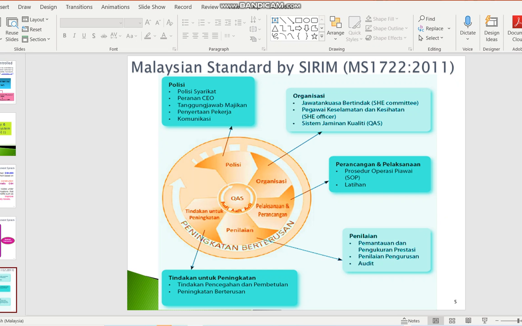This is the Malaysian Standard by CRIM, these are MS 1722. This is actually like a guidebook for you to create that system. It is actually a rip-off from the acts, okay? And then you have the Department of Occupational Health and Safety to regulate all this. And you also have NIOSH, which is the National Institute of Occupational Safety and Health for Construction.